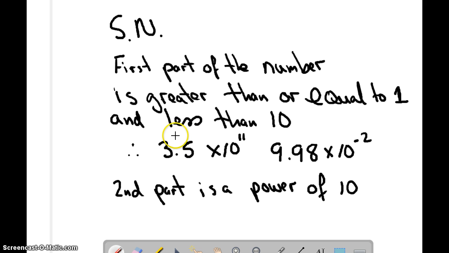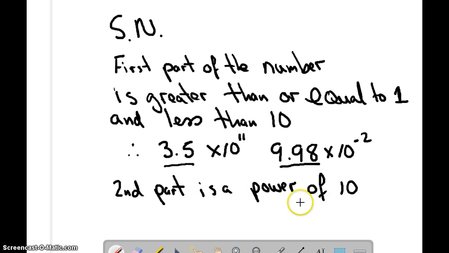There's a couple of rules that you need to remember, and you should have learned already, but we'll go back over them. The first part of the number is greater than or equal to 1 and less than 10. So, for example, 3.5 is greater than or equal to 1 and it's less than 10. 9.98 is greater than or equal to 1 and less than 10. A counterexample would be 0.93. That number is not greater than or equal to 1, so we certainly don't want to use that in scientific notation.